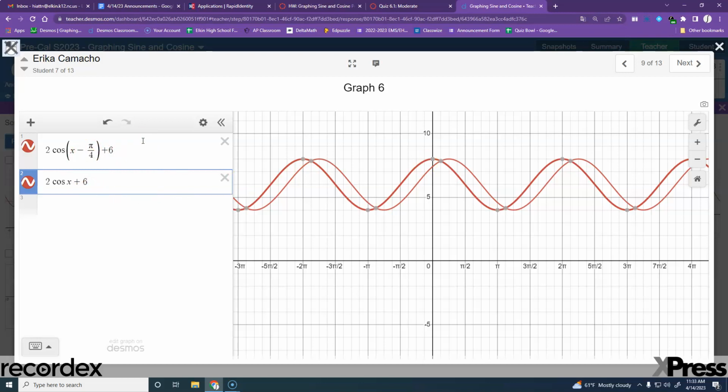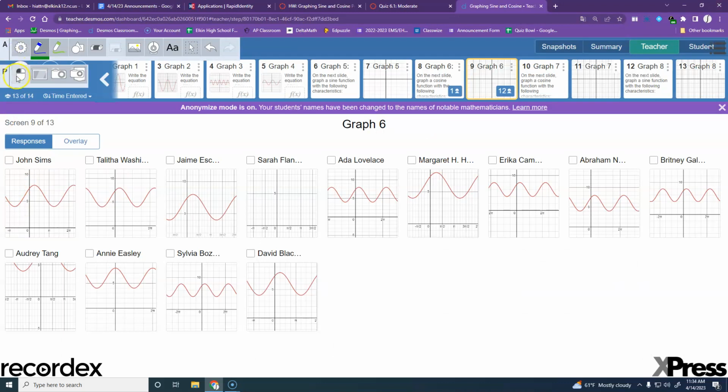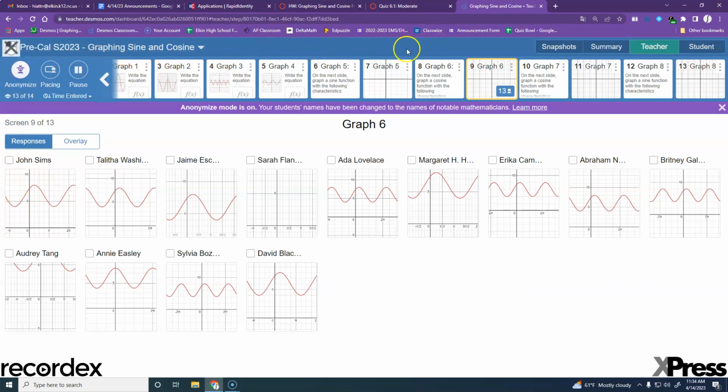We did not get to the last couple on this, which is where we were going to see those ones where we end up with a phase shift and a period change. So try the other one, try the one on Desmos Classroom. How do I get back just to the class?